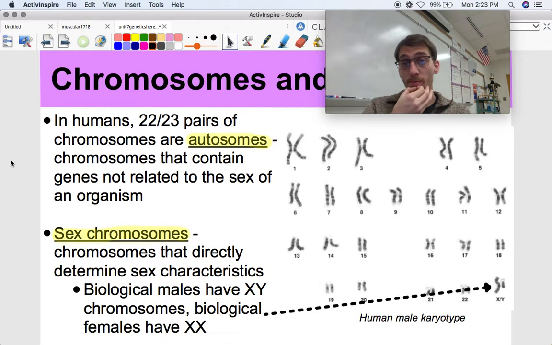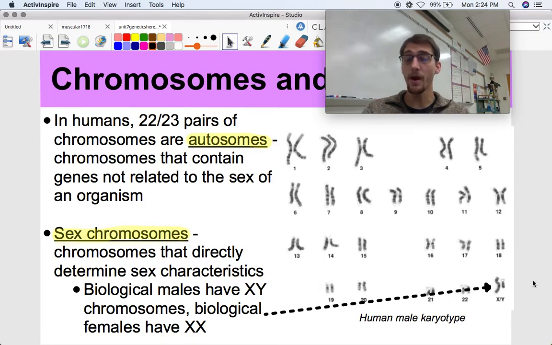So as we said, humans have 23 pairs of chromosomes, which makes 46 total. 22 out of 23 of those pairs are what we call autosomes, and those are chromosomes that contain the genes that are not related to the sex of an organism, right? So almost everything about you is determined by these 22 pairs of chromosomes, right? And once again, you get one from mom, one from dad, 23 different times, right? These first 22 do not determine sex. These last two determine biological sex.